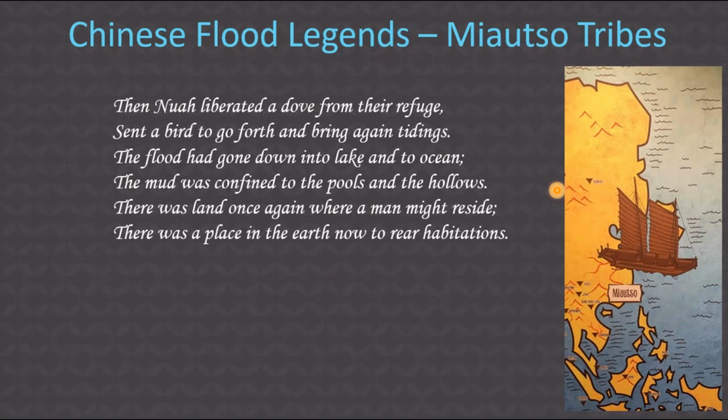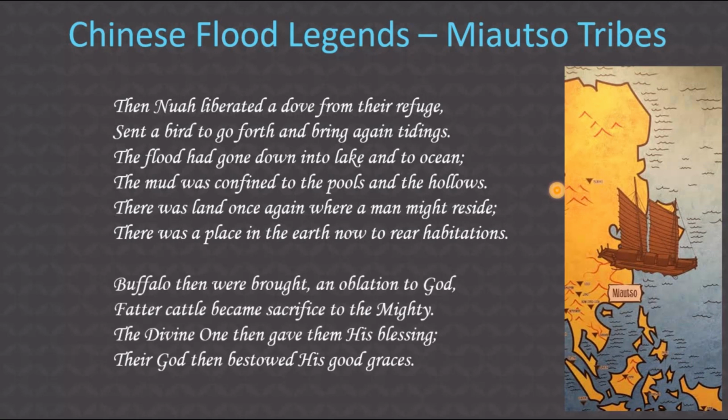Then Noah liberated a dove from their refuge, sent a bird to go forth and bring again tidings. The flood had gone down into a lake, into an ocean. The mud was confined to the pools and the hollows. There was land once again where a man might reside. There was a place in the earth now to rear habitations. Buffalo then were brought, an oblation to God. Fatter cattle became sacrificed to the mighty. The Divine One gave them his blessing. Their God then bestowed his good graces.